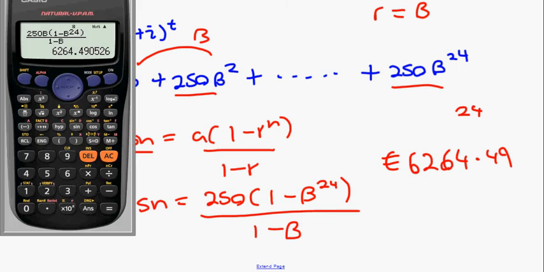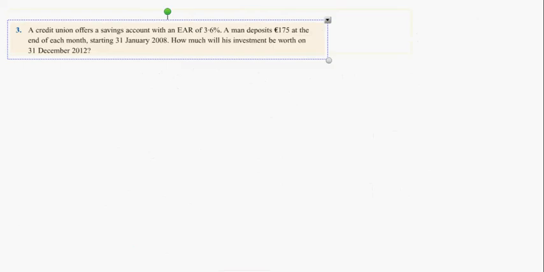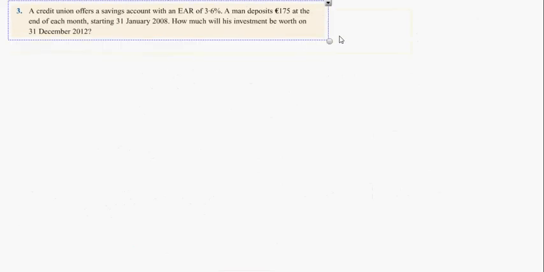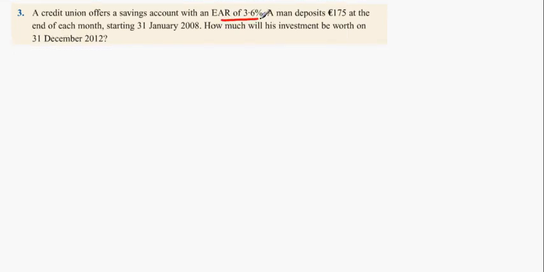Now, moving on to the next question, which is question 3. A credit union offers a savings account with an EAR of 3.6%, same thing as AER. A man deposits €175 at the end of each month. Now, the end of each month is significant, starting on the 31st of January. How much will this investment be worth in December 2012?